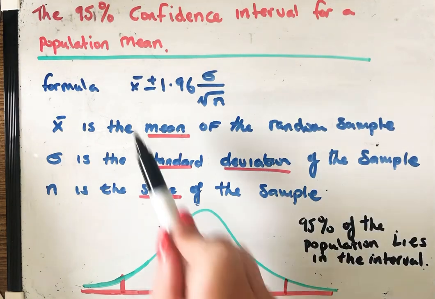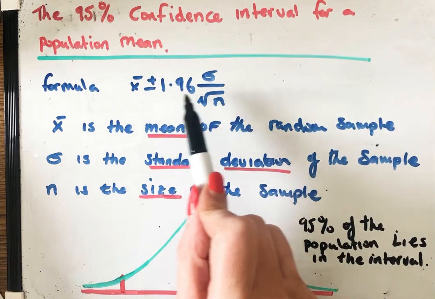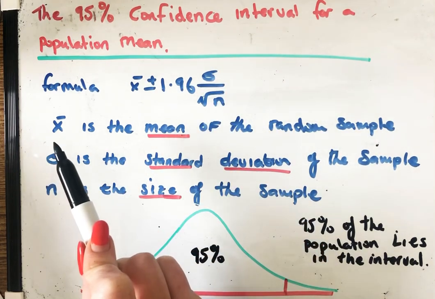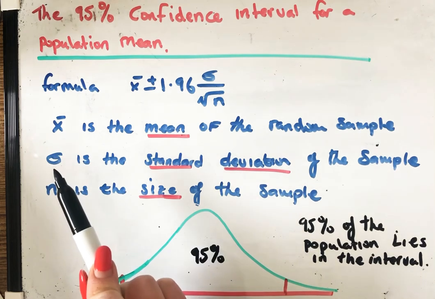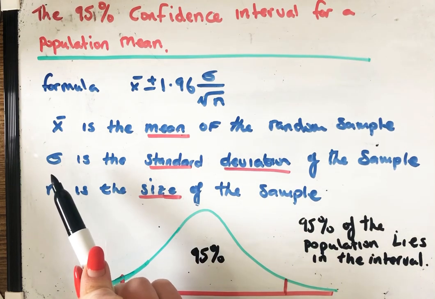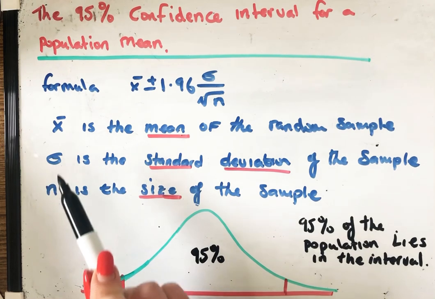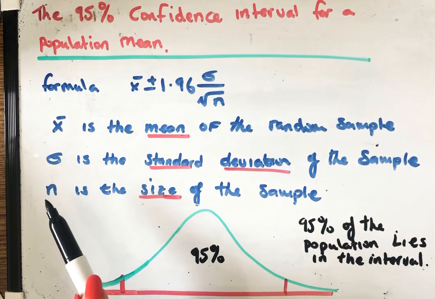We have x bar plus or minus 1.96 sigma over root n. X bar is the mean of the random sample. Your sigma is your standard deviation of your sample, in other words, how far away your values are from the middle of the mean. And your n is the size of your sample.